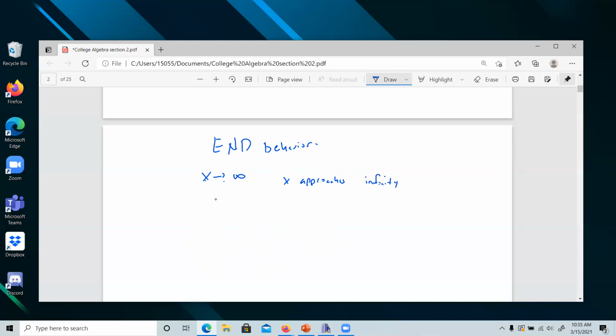Okay, it's not a number. You can't ever set x equals infinity because we're never going to get there. It keeps going up, up, and up. I will tend to use slightly different verbiage when I'm talking about this.